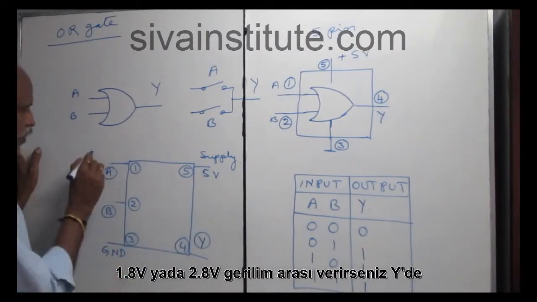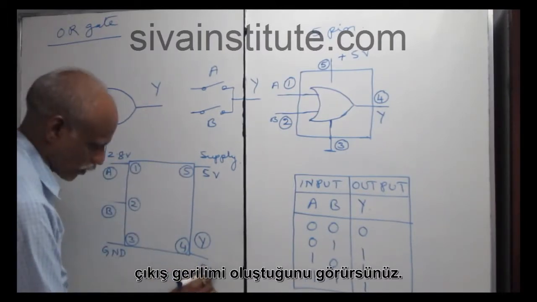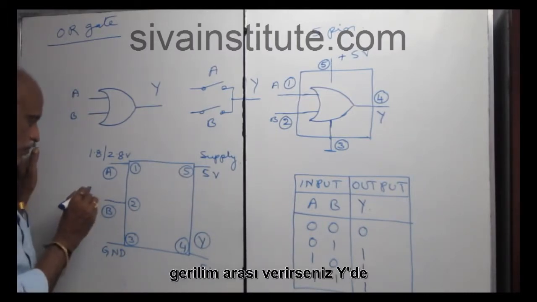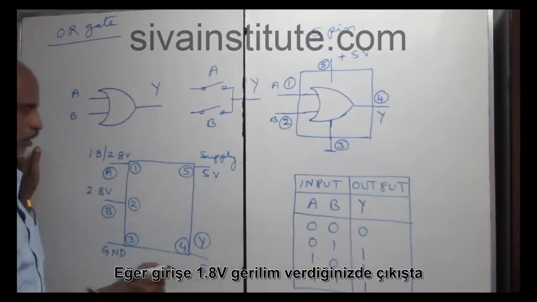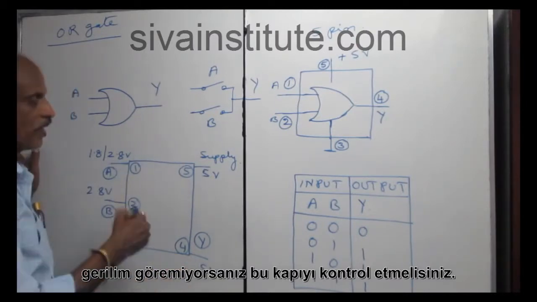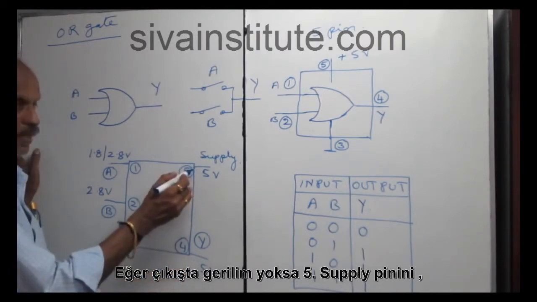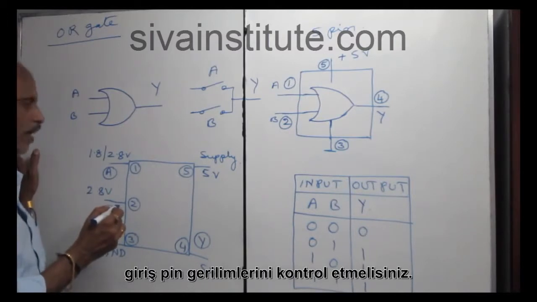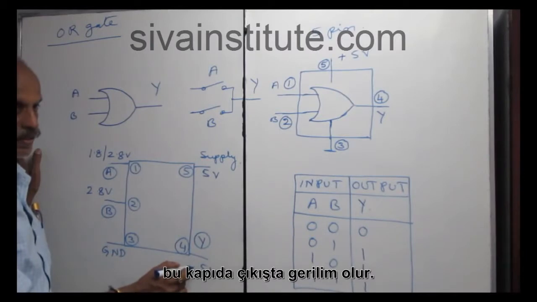When you give here 1.8 volts or 2.8 volts, 5 volts comes out from here. When you give this voltage, 2.8 volts or 1.8 volts, this voltage comes out from here. If this voltage is okay but there is no voltage output at this point, you should change this one. First you should know the voltage at this point, check whether the supply is there or not, and check this supply also. When any one input comes, the output will come out from this IC.